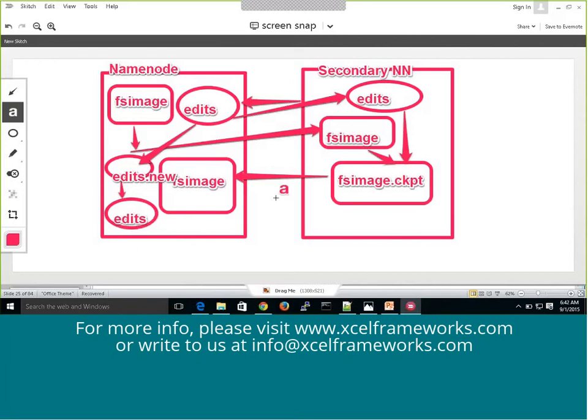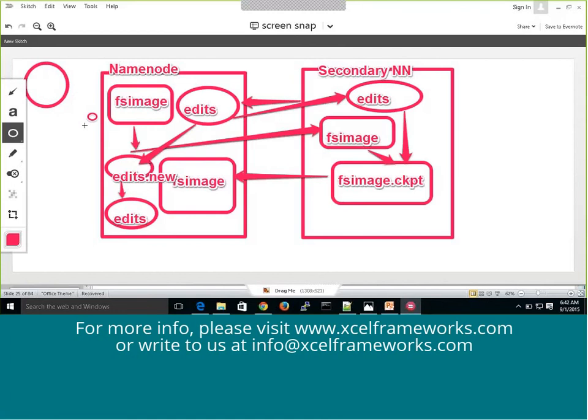Okay. Now, what is this fs image and edits file? See, when you format the cluster, an fs image file is created where all the metadata will go inside. It is a static file. Now, when the client says he wants to write some data into the cluster, right?